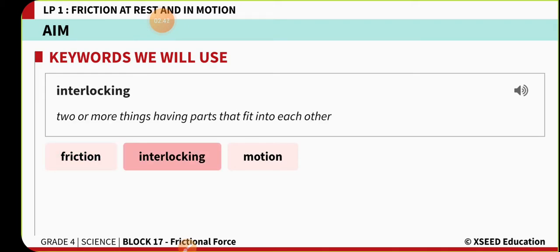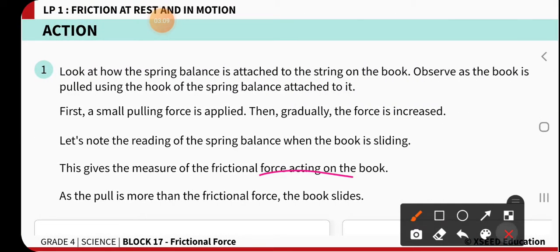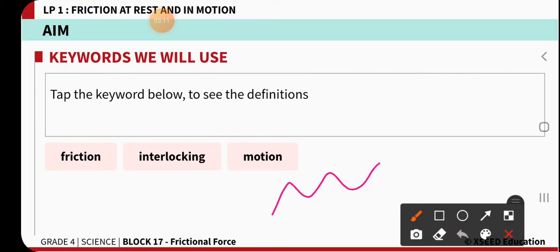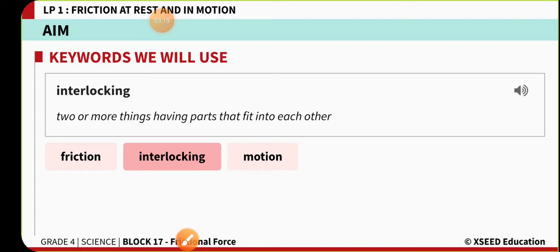The second keyword is interlocking. Two or more things having parts that fit into each other. Interlocking is nothing but connecting together. When two or more things have some parts, ups and downs, and those ups and downs are connected like this, then we say it is interlocking. Interlocking: two or more things having parts that fit into each other.